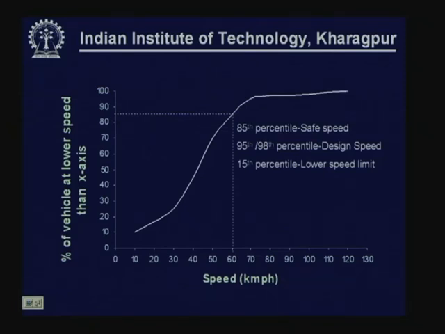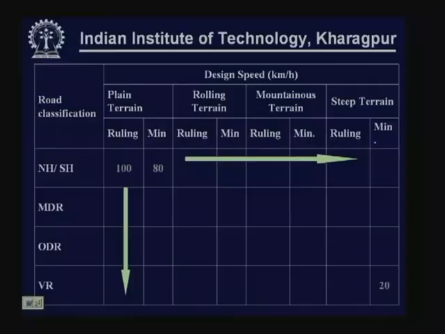As I indicated a few minutes back, our traffic system is heterogeneous in nature. So, sometimes the 15th percentile speed is used as the lower speed limit. This is basically to segregate the slow moving, mostly non motorized vehicles from the main traffic stream. Design speed values are suggested.